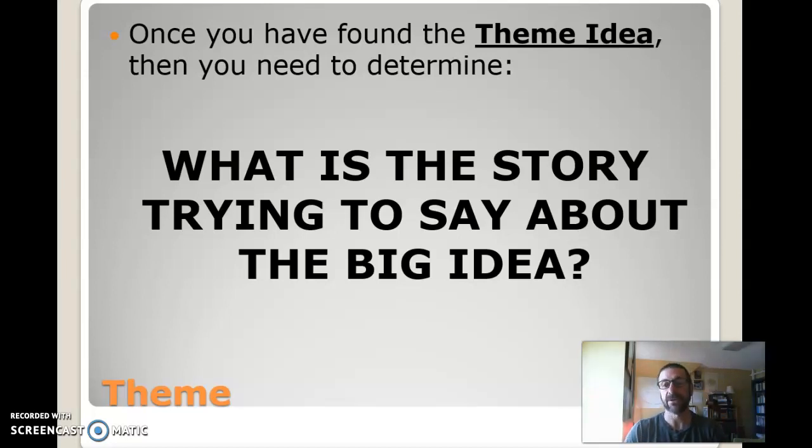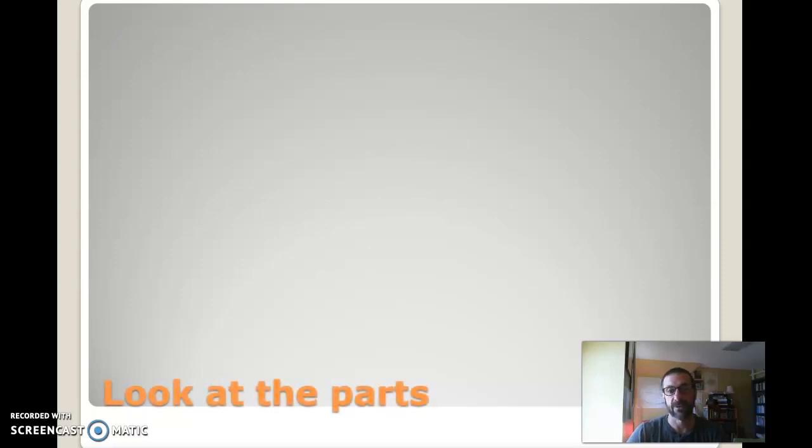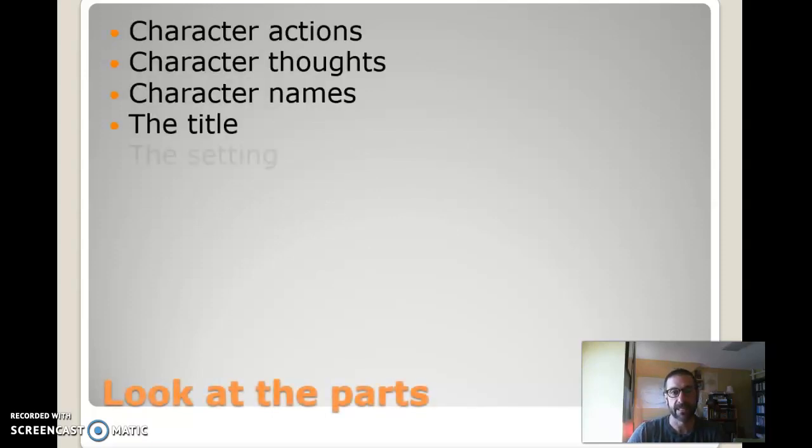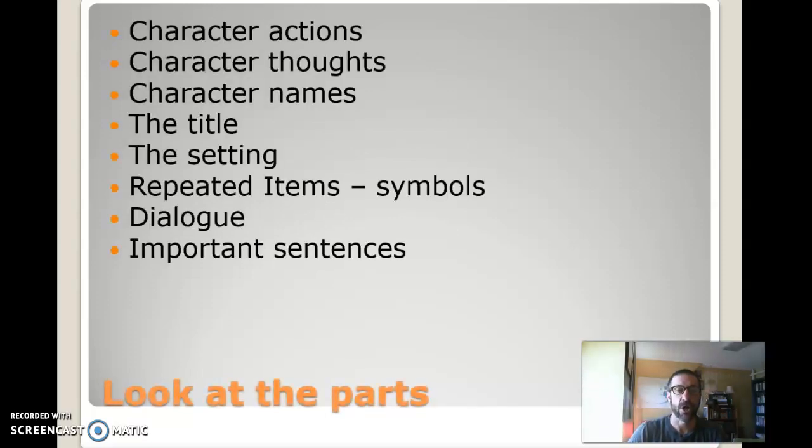I see a theme of family in The Interlopers. We got Ulrich, we got Georg, we got these 2 guys who've been fighting for 3 generations over a piece of land. Their families have been making them do it. Well, what is Saki, the author, trying to say about family? And that's where theme gets a little challenging. To figure out what the author's trying to say about the theme, we gotta look at the parts. And those parts are going to be character actions, character thoughts, character names sometimes.